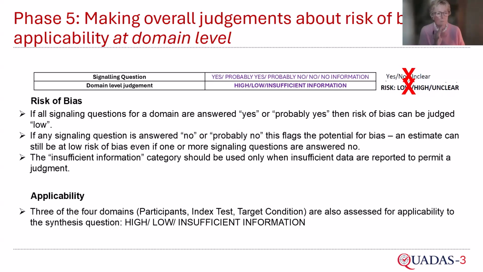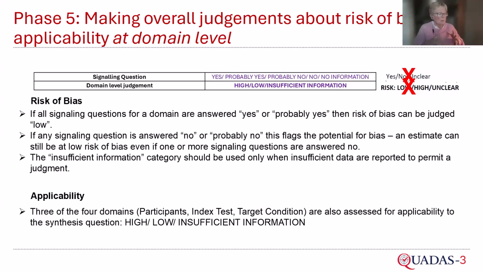And this is where review authors should agree how they're going to combine signalling questions to come to this overall domain level judgment. And the insufficient information category should only be used when there is insufficient data to allow a judgment. So if we've got all yes, then low risk of bias. If there's any signalling question which is a probably no or no answer, then this flags the potential for bias.